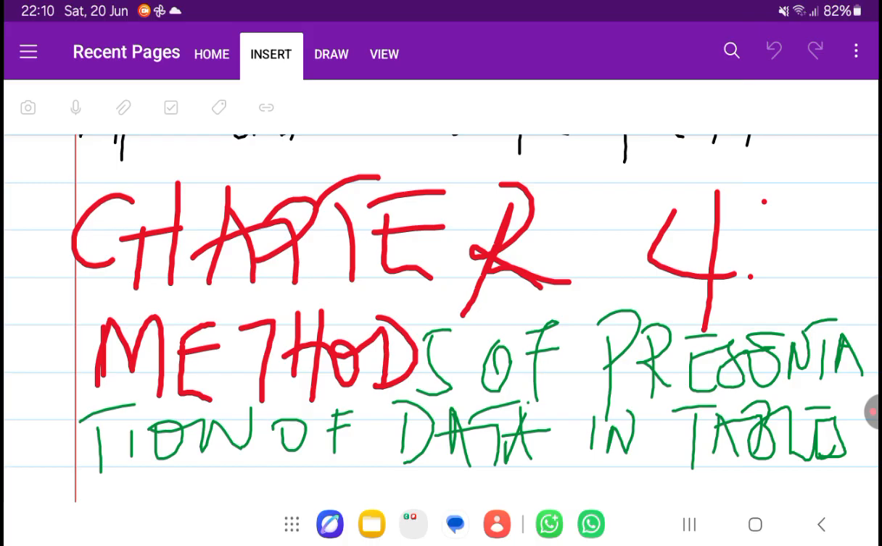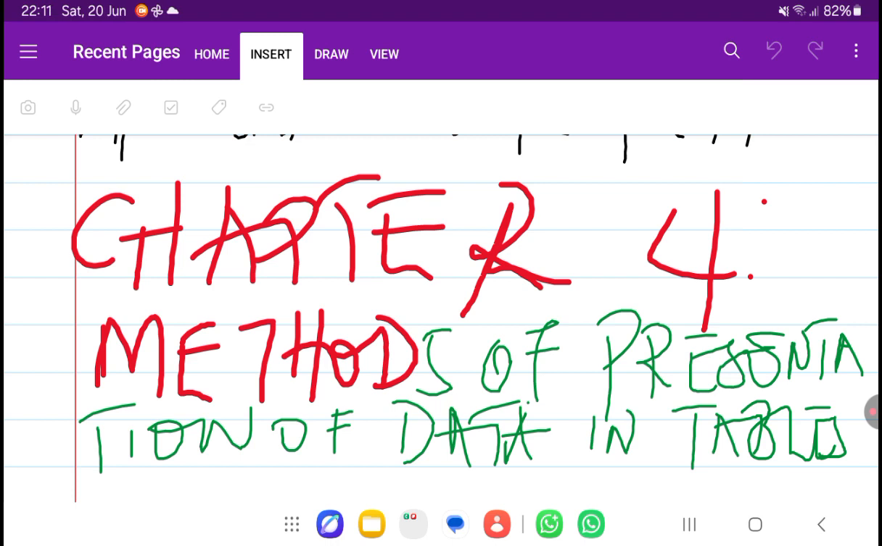So after you have collected the data, that data should be organized and summarized in a meaningful way, because the data that we have collected from the field, most of the times that data set may have very many entries, and it may be difficult for us to see the different patterns or the different attributes of that data, so that we can be able to make meaningful decisions out of the data that we have collected.